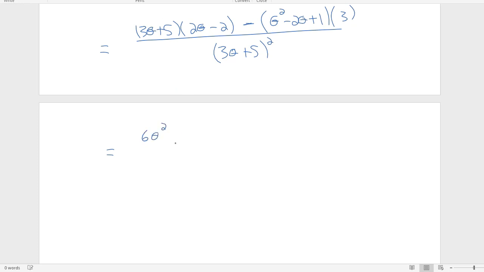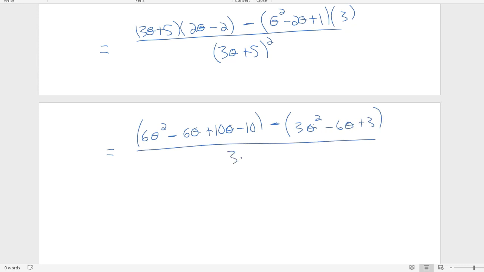And then I'd have 3 theta times negative 2, which would be negative 6 theta. And then it had 5 times 2, which would be 10 theta. And then it had 5 times negative 2, which would be negative 10. So there's those first two being multiplied. And then if I distribute here, I would have 3 theta squared, and then minus 6 theta plus 3. And then all over the denominator squared.